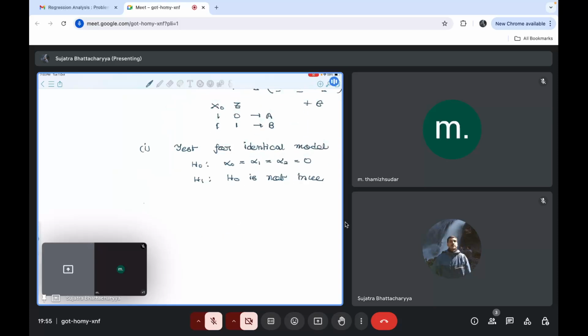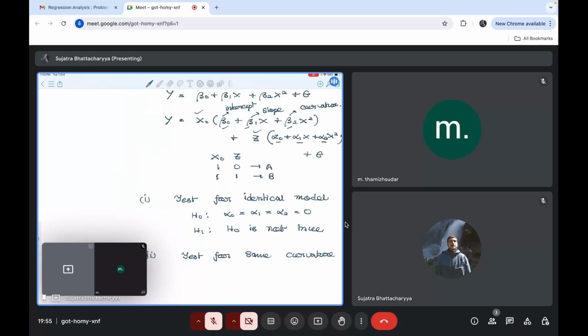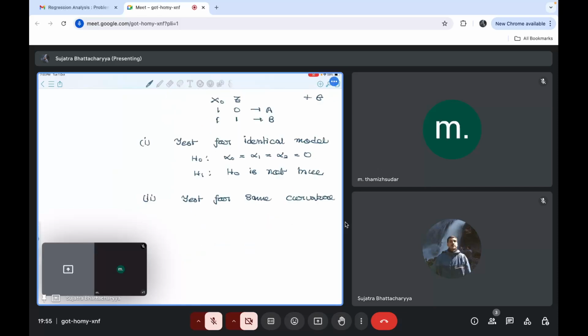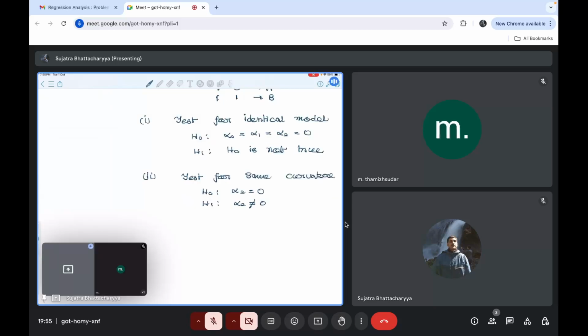Okay. Second case is test for same curvature. What is curvature? Beta 2. Beta 2 will remain the same. Therefore, what to neglect is alpha 2. Alpha 2 should be 0, then only the curvature will be the same. So H naught will be alpha 2 is equal to 0, and H1 will be alpha 2 not equal to 0. You can use the F statistic. Okay, not a big issue.